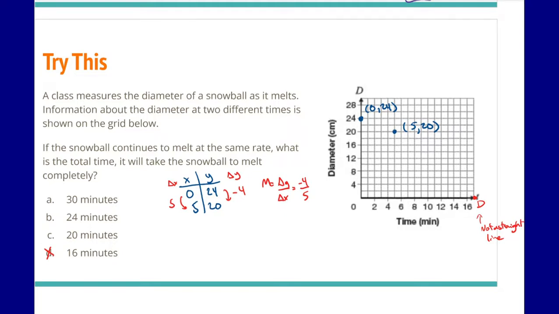So that means I could continue my pattern. If I increase by 5 again, after 10 minutes, this brings me to 16. Because I increase by 5, I decrease by 4. Increase by 5 minutes again, 15 minutes, I go down to 12. 20 minutes, 8, 25 minutes, 4, 30 minutes, 0. So that tells me that 30 minutes is the correct answer.